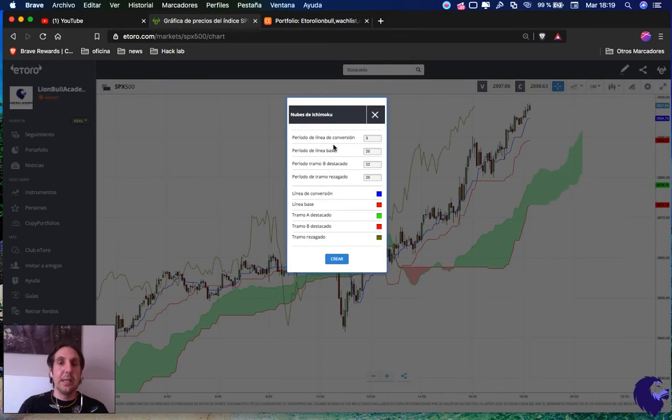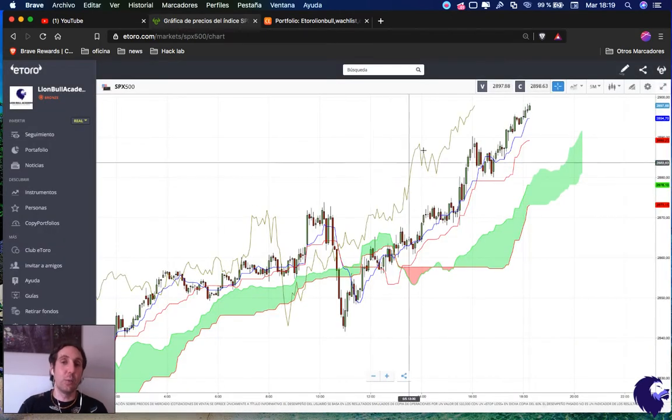Okay, the first is the conversion line, that is the blue line. Then you have the base line, that is the red line. Then you have the A and the B, that are the clouds. And then this one, I don't know how to say in English, the lagging line, this green one, is this one here. That is the line that shows you the trend. Let's start with this one first.